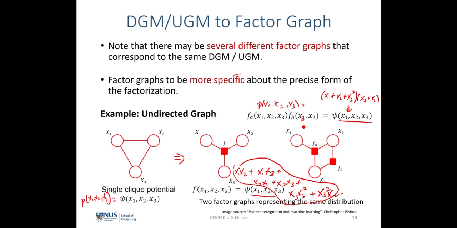Then what it means here is that we must be able to factorize this probability distribution into two polynomial functions, where the first one consists of x1, x2, and x3, and the second term, fb, must correspond to x2 and x3.